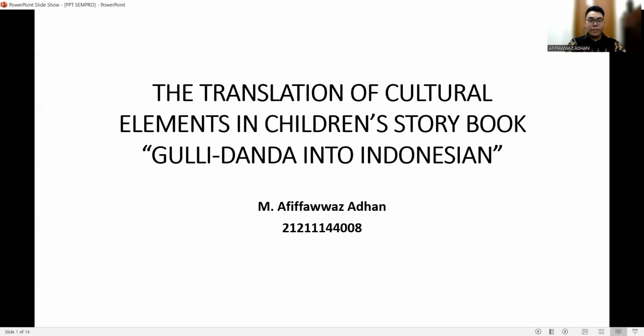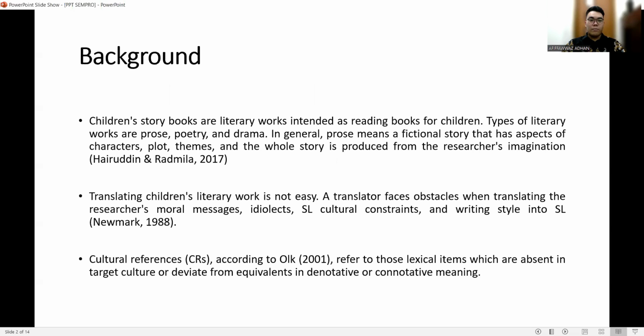So let's get started. We start from the background. Children's storybooks are literary works intended as reading books for children. Types of literary works are prose, poetry, and drama. In general, prose means a fictional story that has aspects of characters, plot, themes, and the whole story is produced from the researcher's imagination, by Khairuddin and Radmila in 2017.